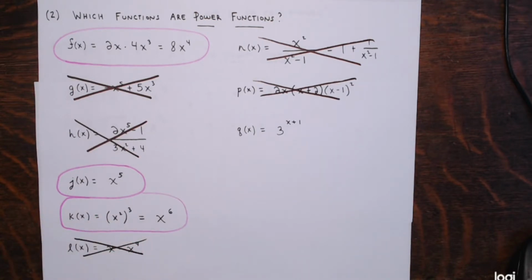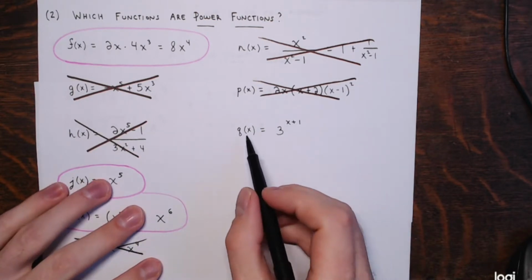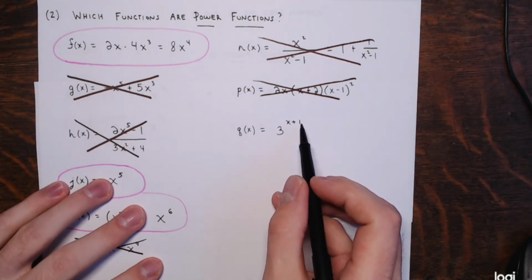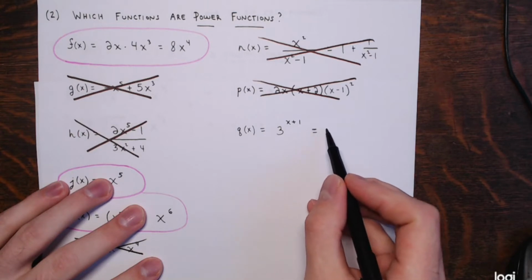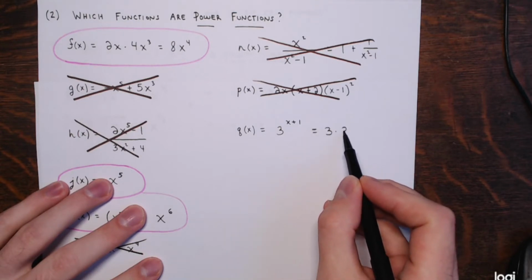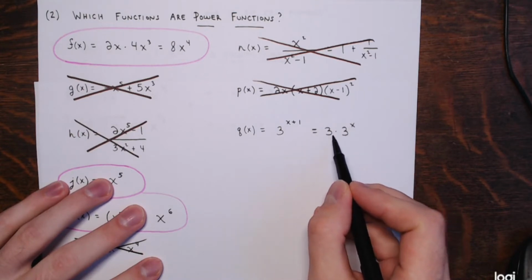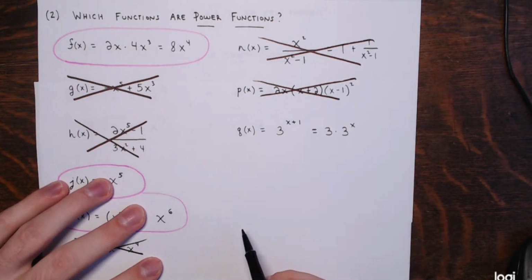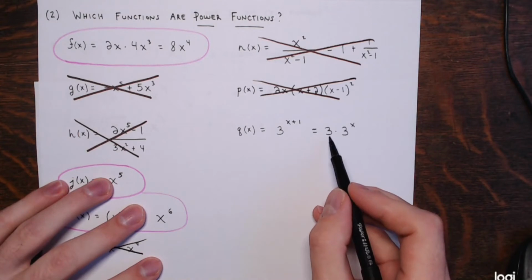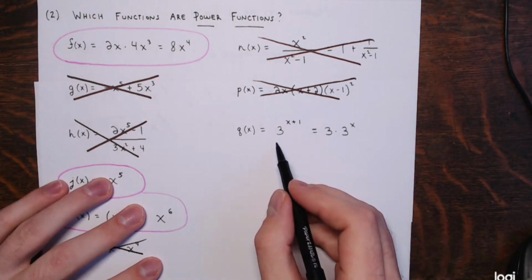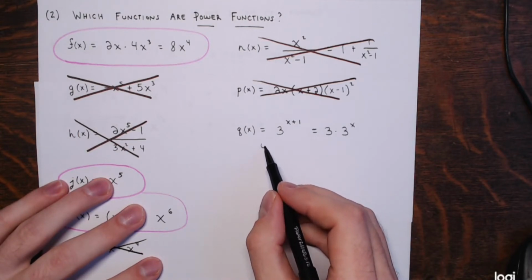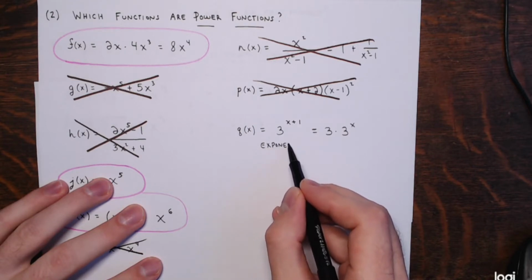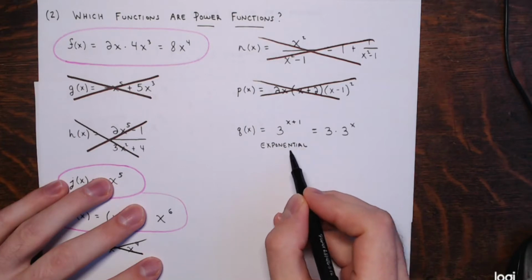All right, and then this last one, q of x equals 3 to the x plus 1, which could also be expressed as 3 times 3 to the x. Remember, when you multiply things with the same base, you add the powers, 3 to the x plus 1. Now this is not a power function. This is called an exponential function. And we'll talk about those in a later chapter, later videos.